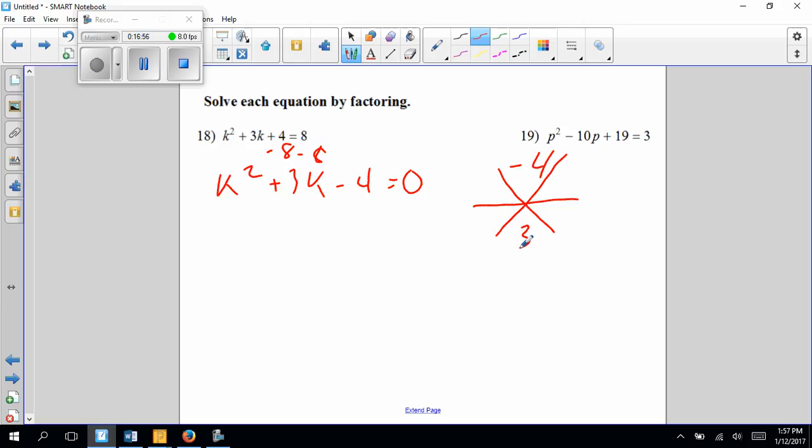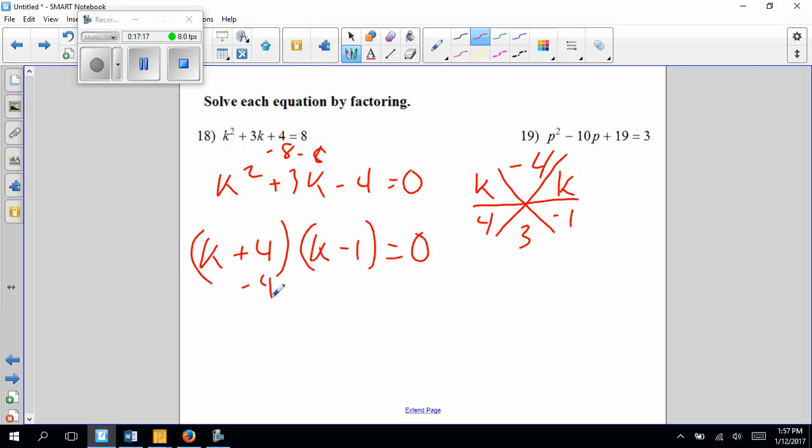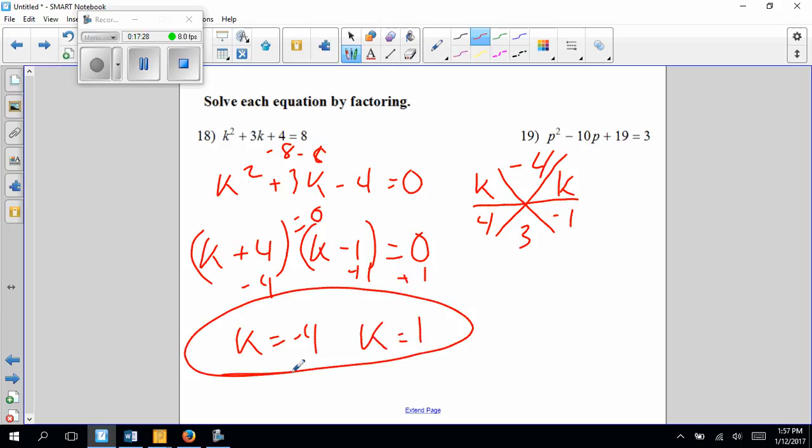I multiply, I get -4. My b value is 3. To multiply and get -4, it's got to be a 4 and a -1, to get -4 and add to get 3. My a value is a k, or 1k. So I'm going to have k plus 4, k minus 1, parentheses in there, equals 0. I subtract 4 from this one and I get k equals -4. I add 1 to this side, and I get k equals 1. So my solutions are -4 and +1.